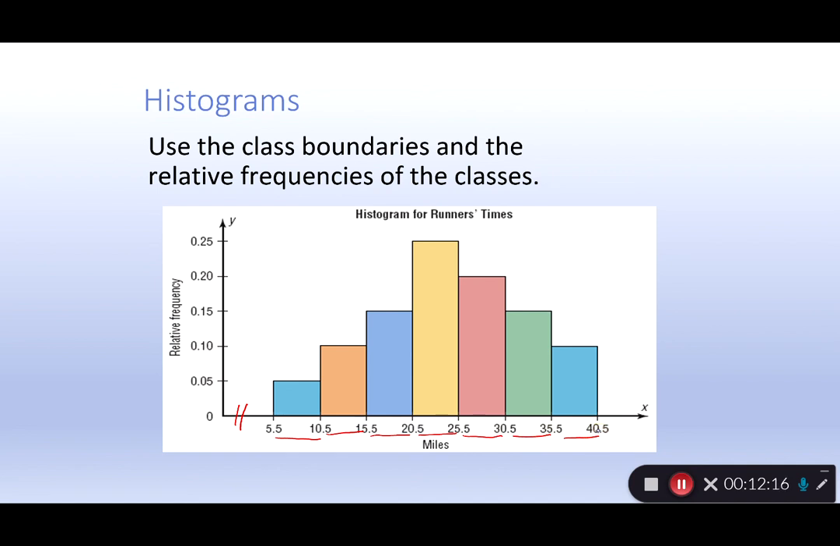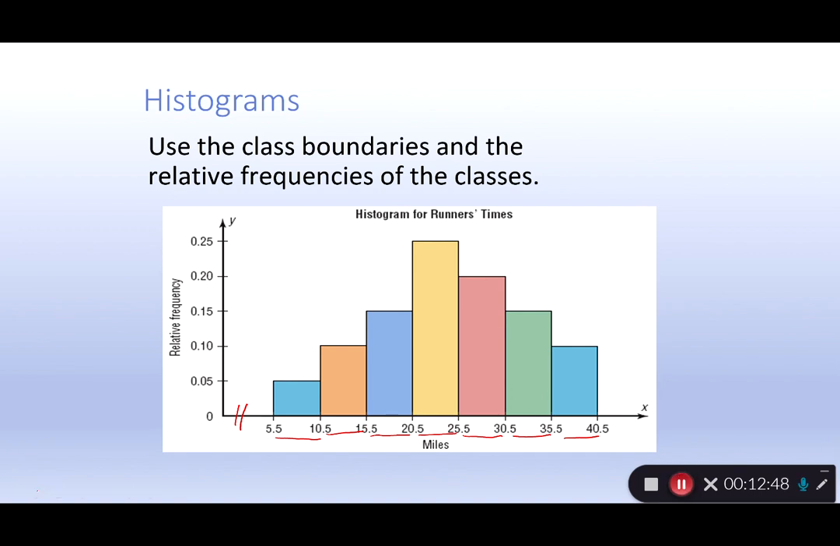And again, we utilized our relative frequencies in order to get the heights of our various bars. So your bar between 20.5 and 25.5 should be your tallest at 0.25, and so on and so forth. All right, why don't you pause the video, take a look. If you need to make a revision to your histogram, please do it now.